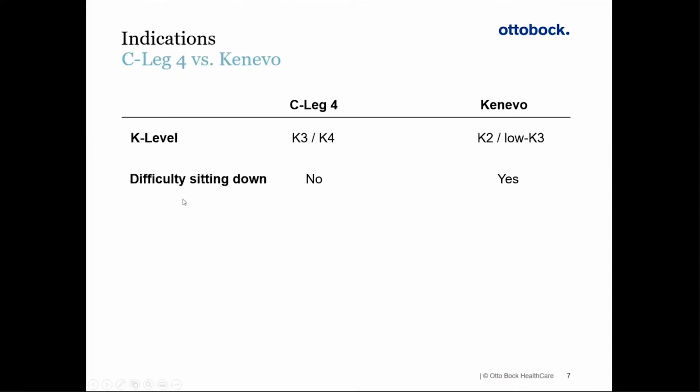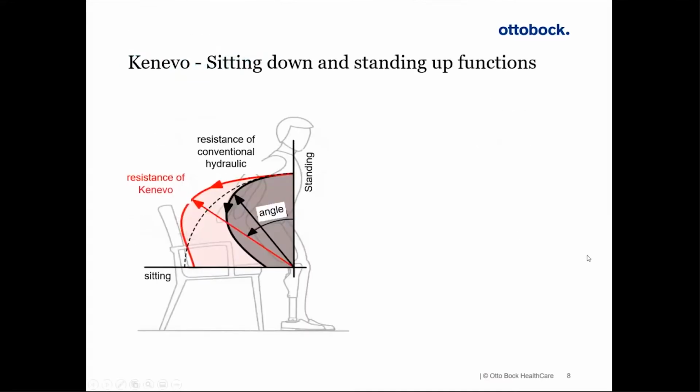So if a patient presents with difficulty sitting down, that is clearly an indication for the Kenevo. Also, if the patient has challenges to manage standing up from a seated position in one movement, then that is a consideration for the selection of the Kenevo, and I'll come back to that on the next slide.